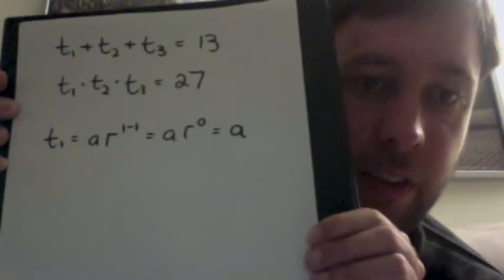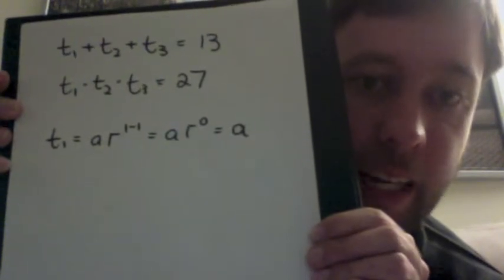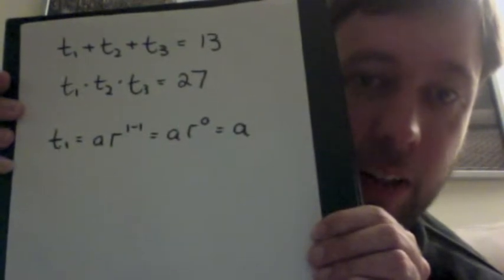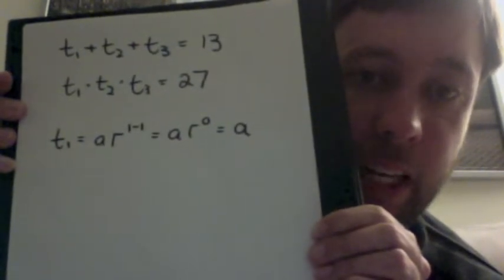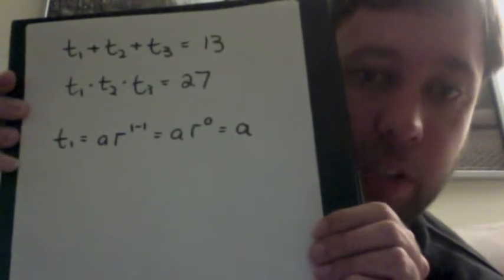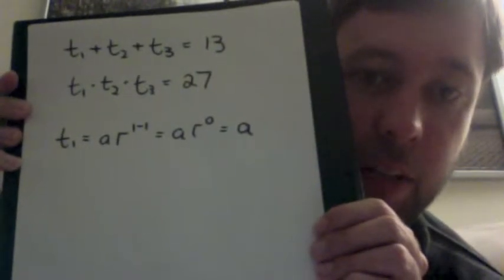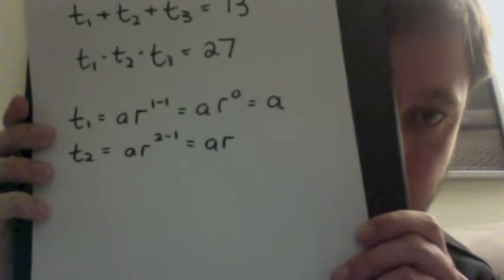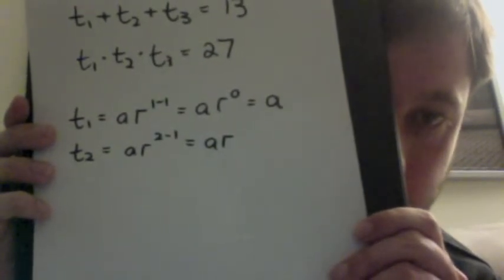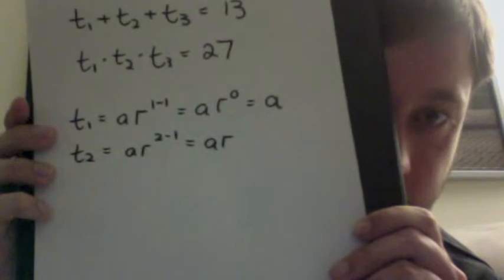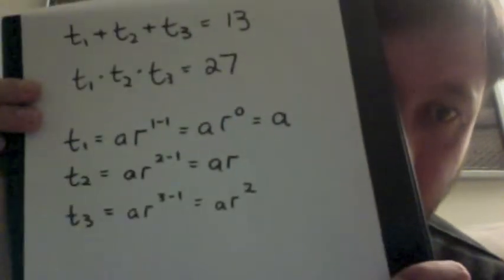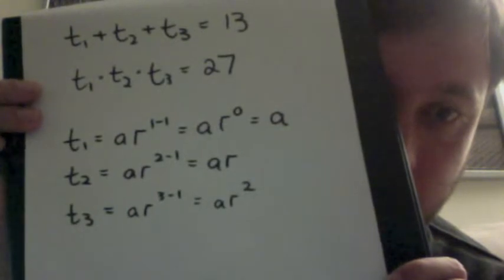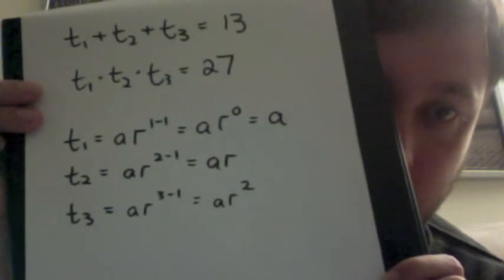This is the first term, t sub 1. It's equal to a r to the exponent of 1 minus 1, which is a r to the exponent of 0, and that's just equal to a, because any number to the exponent of 0 is equal to 1. And if you're not sure about that, you can just check that on your calculator. Next up, t sub 2 is equal to a r to the exponent of 2 minus 1, which is equal to a times r. And finally, t sub 3 is equal to a r to the 3 minus 1, which is equal to a r to the exponent of 2.